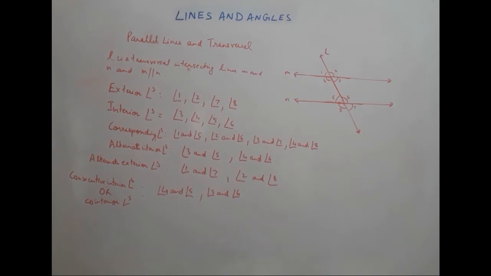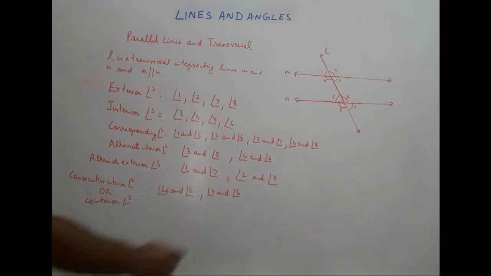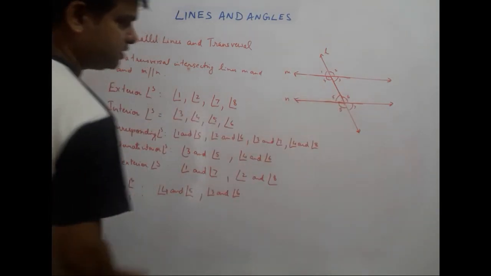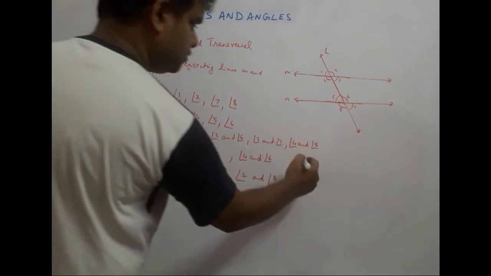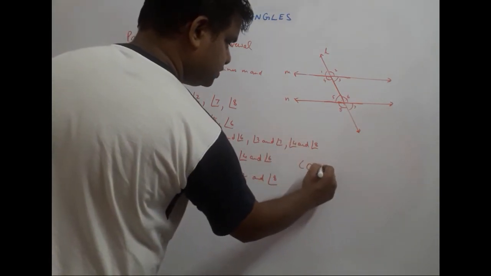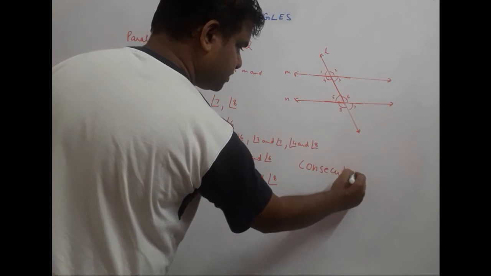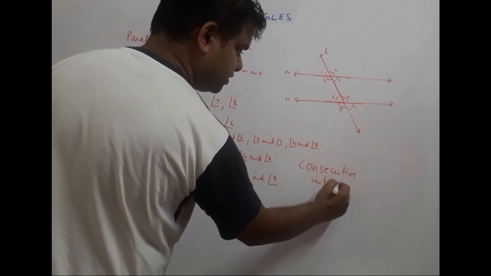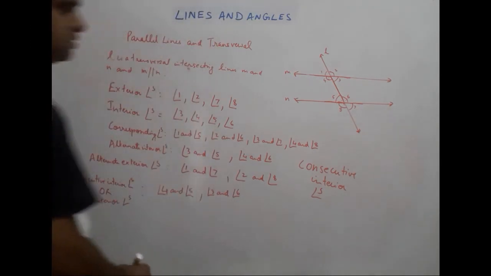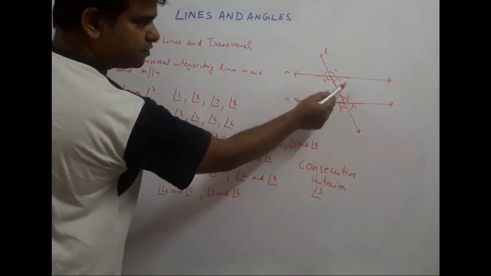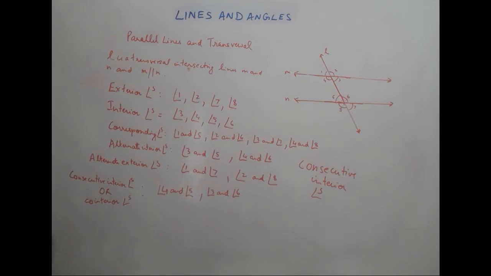And last we have consecutive interior angles or co-interior angles between 4 and 5 and 3 and 6. Consecutive interior angles 4 and 5, 3 and 6. Okay, consecutive means one after another. So these are the different types of angles that you will see when a transversal intersects two lines.